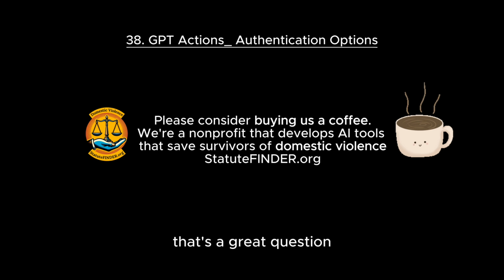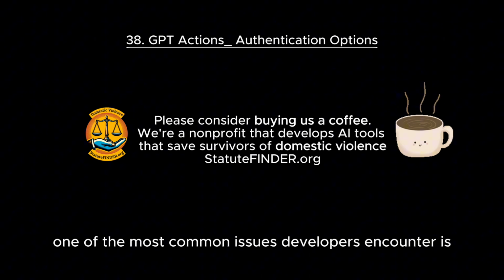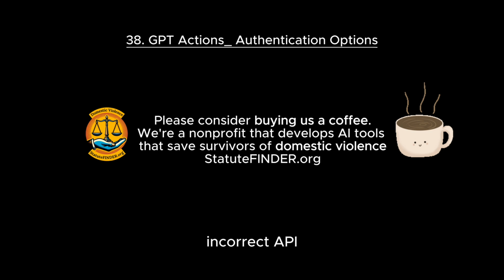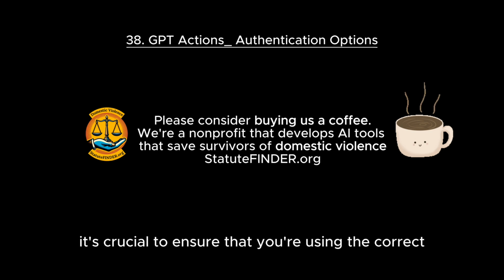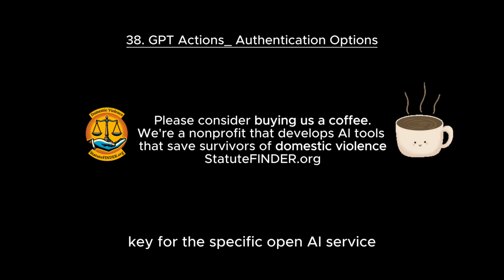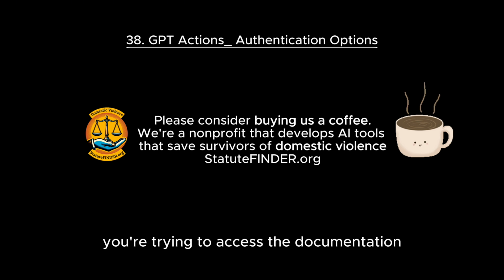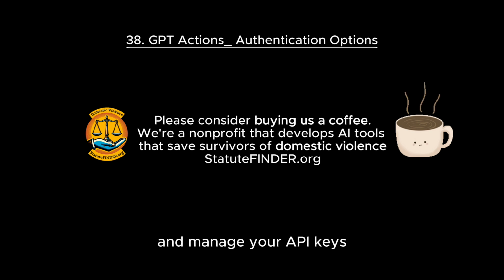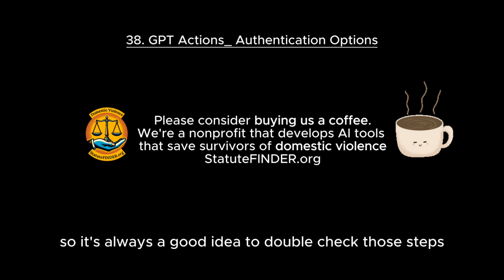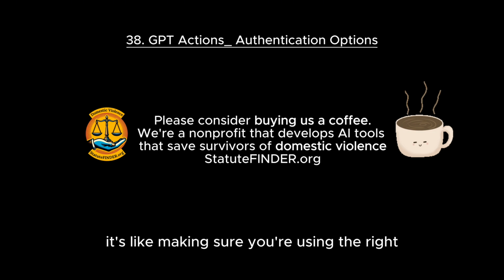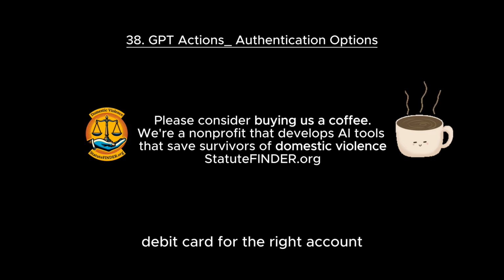That's a great question. One of the most common issues developers encounter is incorrect API key usage. It's crucial to ensure that you're using the correct key for the specific OpenAI service you're trying to access. The documentation provides clear instructions on how to obtain and manage your API keys, so it's always a good idea to double-check those steps. It's like making sure you're using the right debit card for the right account.